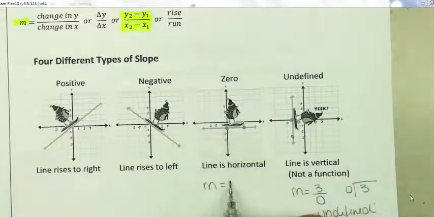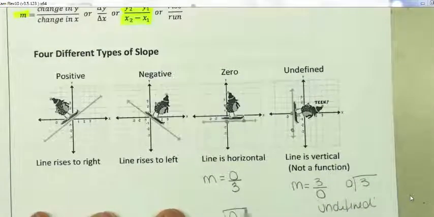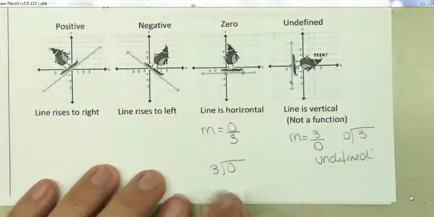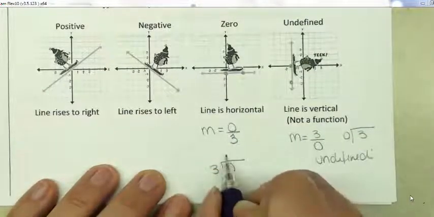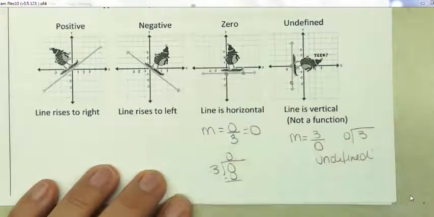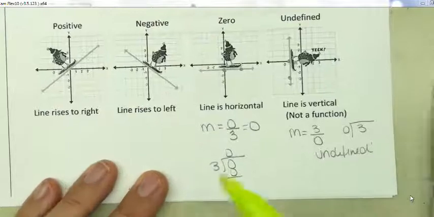Okay, I have no rise, so 0. But my run is 3. Now I can take 0 and divide that by 3, because 3 times 0 will give me 0. That works, right? So this slope is 0. Those are important. You want to become really familiar with those.